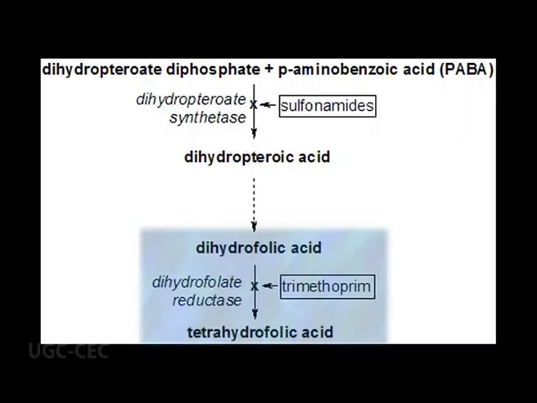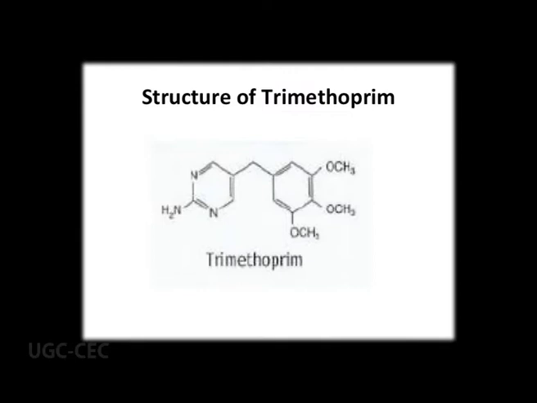Another antimetabolite drug called trimethoprim is used to inhibit the folic acid biosynthesis pathway. It targets the second step of the pathway, wherein it interacts with dihydrofolate reductase and prevents the conversion of dihydrofolate to tetrahydrofolate. This is how trimethoprim executes its effect on preventing folic acid biosynthesis.